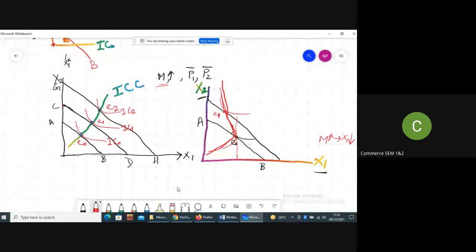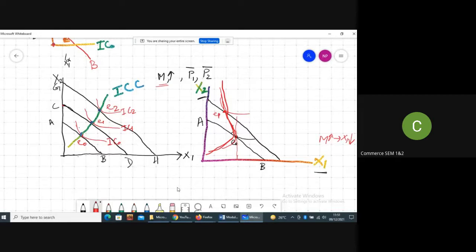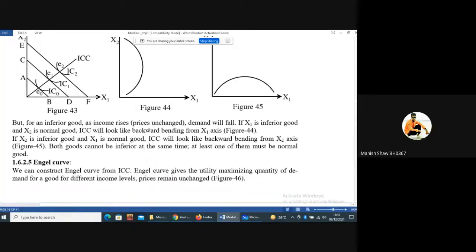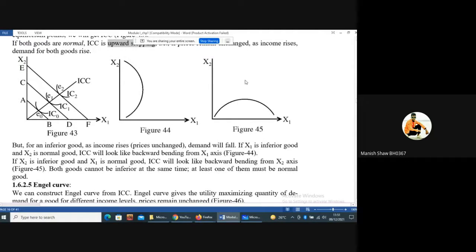Similarly, if X2 is an inferior good and X1 is a normal good, then the ICC will look something like this, backward bending from the X2 axis. Clear? Yes, sir. So diagrams will be like this.